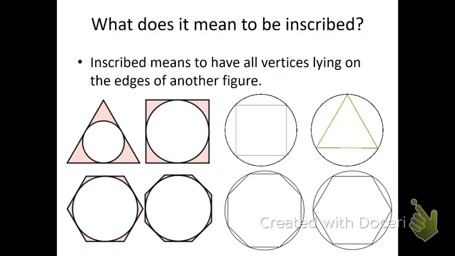On the left we have a circle inscribed in a triangle. It says that three of the vertices of the circle are there. Here we have a circle inscribed in a square, a circle inscribed in a hexagon. Over here we have a square inscribed in a circle. Notice how the 4 vertices are on the circle.